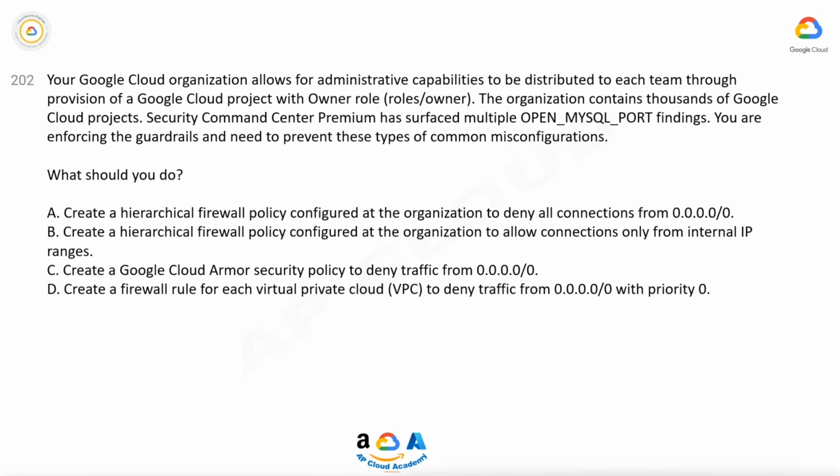What should you do? A. Create a hierarchical firewall policy configured at the organization to deny all connections from 0.0.0.0/0. B. Create a hierarchical firewall policy configured at the organization to allow connections only from internal IP ranges. C. Create a Google Cloud Armor security policy to deny traffic from 0.0.0.0/0. D. Create a firewall rule for each virtual private cloud, VPC, to deny traffic from 0.0.0.0/0 with priority 0.